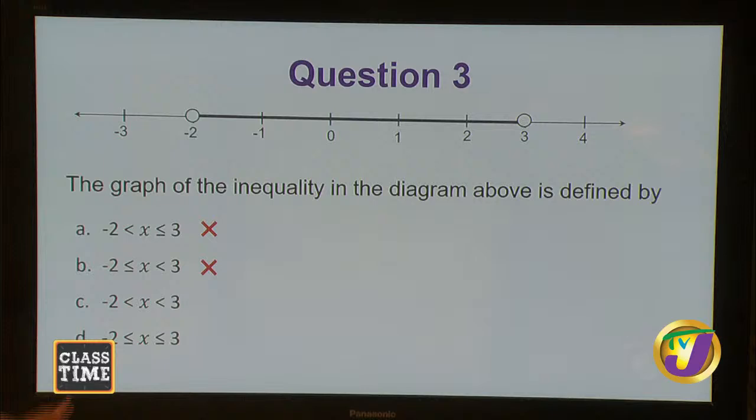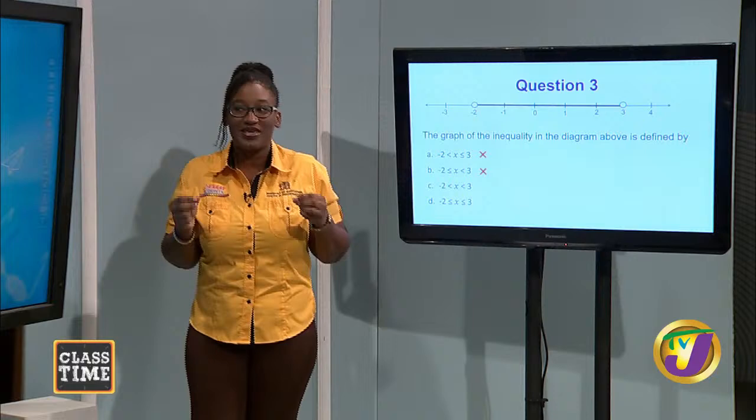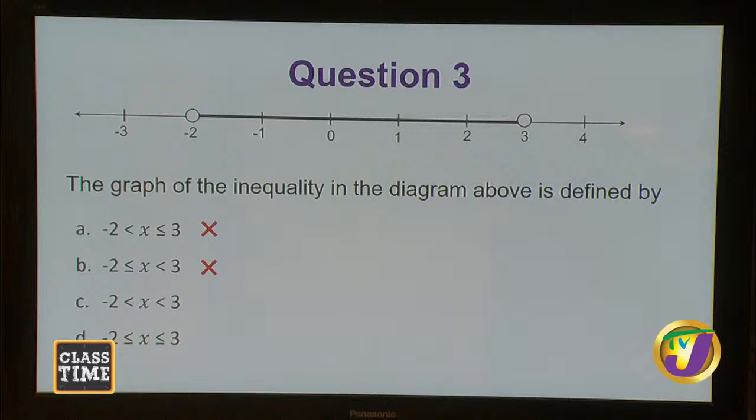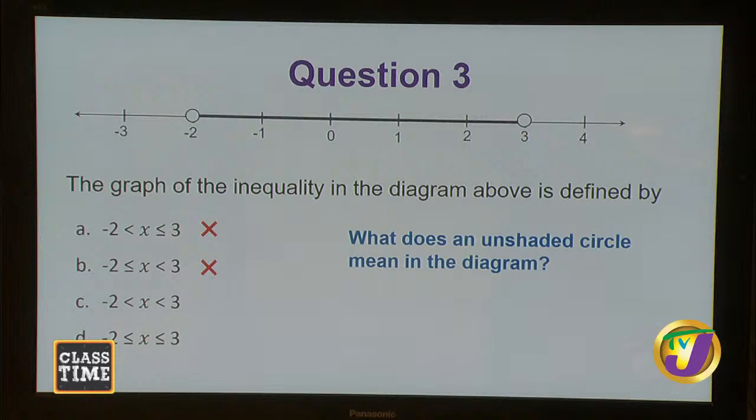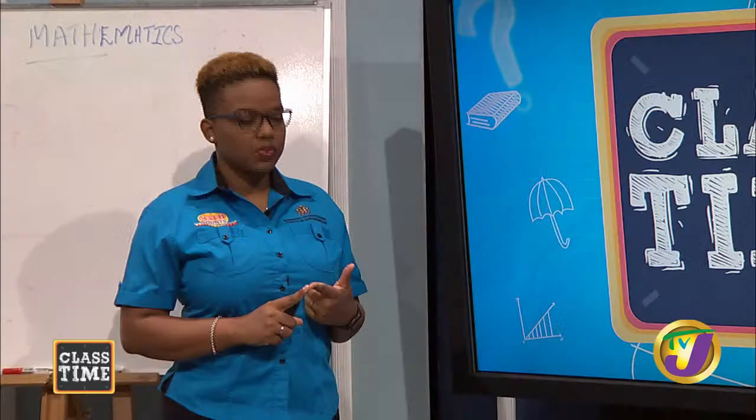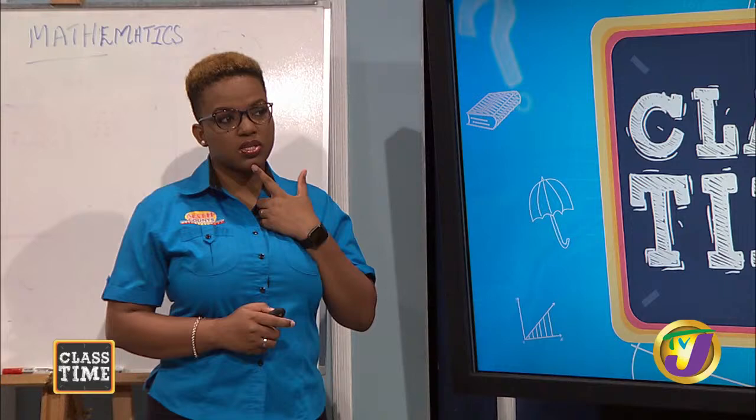Now we need to know, what do these circles mean? They are unshaded. What does an unshaded circle mean in the diagram?